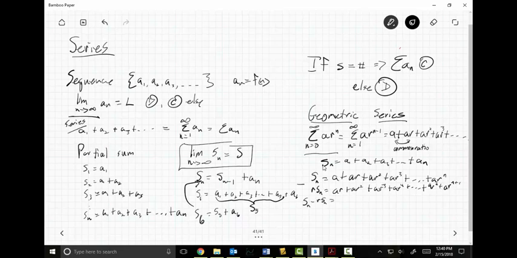All right, so when I subtract, cancel, cancel, cancel. This will cancel with some term here, and this will cancel with some term here. I'm going to get A minus AR to the n plus 1. I'm going to factor out an S sub n, and I get S sub n times 1 minus R is equal to A times 1 minus R to the n plus 1. When I divide through, I get S sub n is equal to A times 1 minus R to the n plus 1, over 1 minus R.